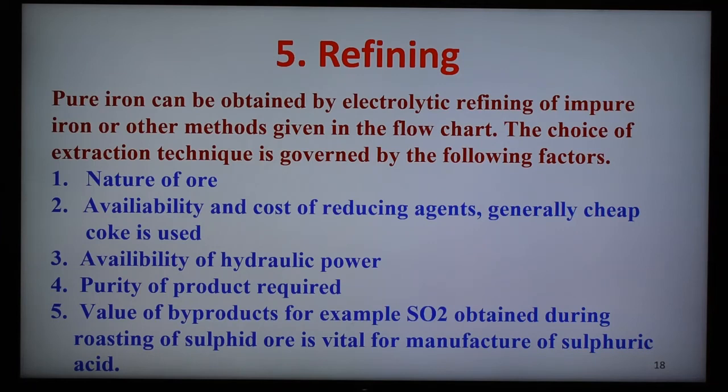So refining is the last step. In this step we use electrolytic refining, and by using electrolytic refining, the pure metal is obtained.